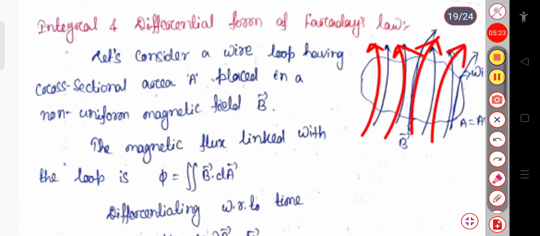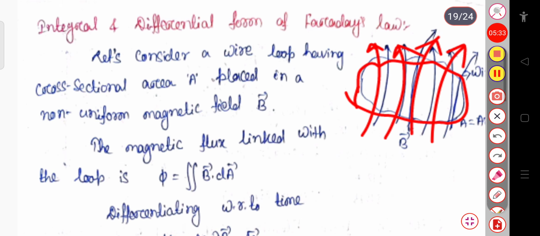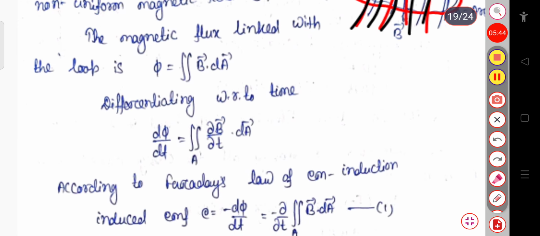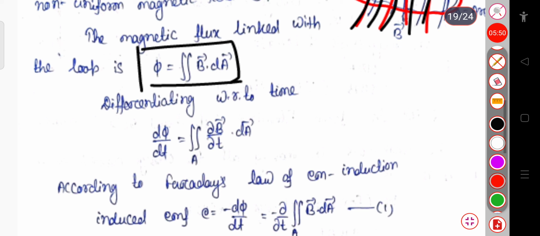Now let us consider this is a loop of wire, and it has a cross-sectional area, suppose A, and it is placed in a non-uniform magnetic field. You can see here the magnetic field is not uniform. This is the magnetic field. So the magnetic flux linked with this loop will be phi equal to the surface integral over B dot dA. This is the flux linked with the wire.